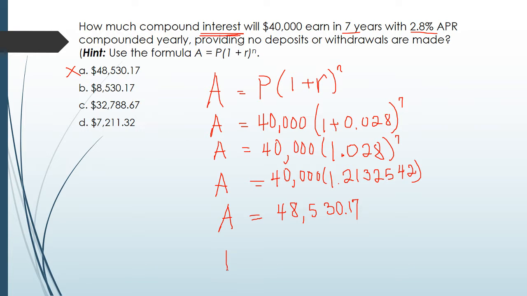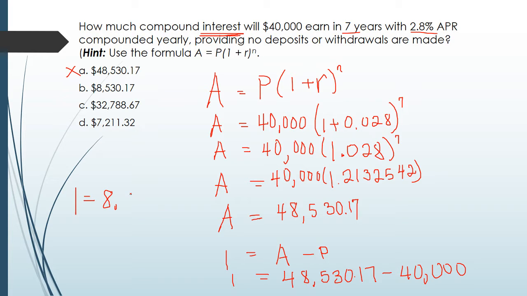So to find interest, we get interest equals the amount minus the principal. How much we have in 7 years and subtract how much we put in. So we have $48,530.17 minus the principal, which is 40,000. When you do that, you should have interest equals $8,530.17, which means the correct answer is going to be B.